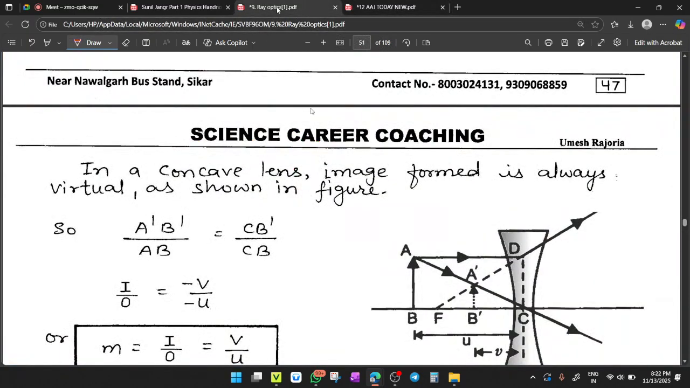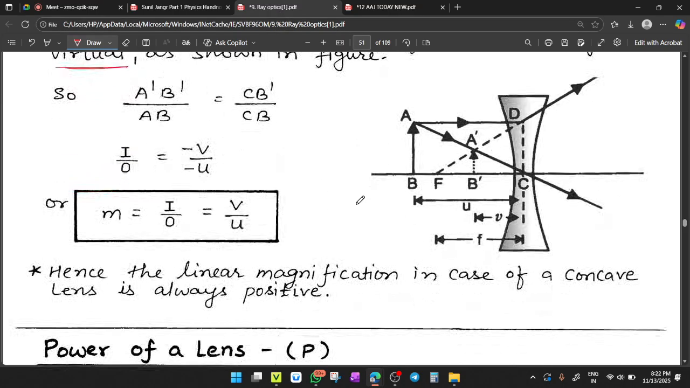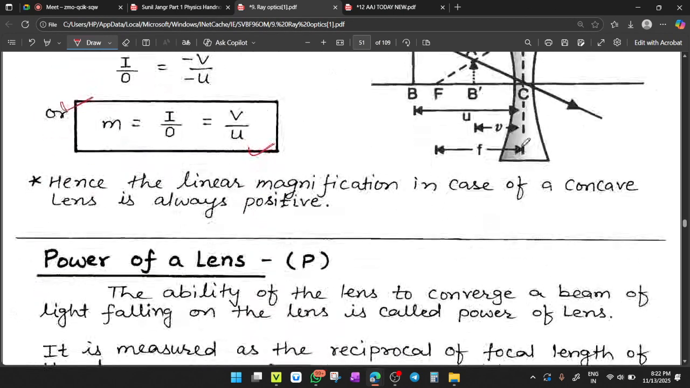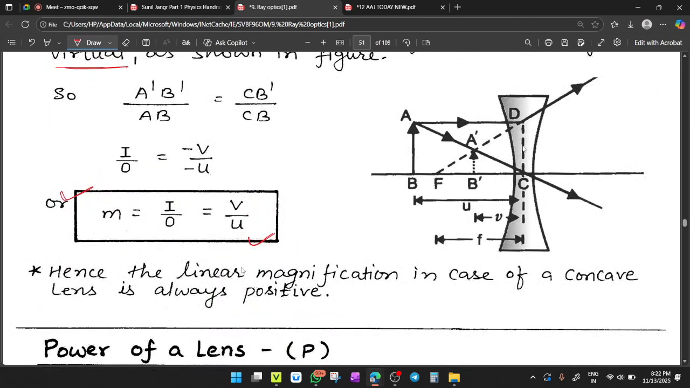Now in concave lens, the image formed is always virtual, as shown in the figure. Check the diagram here. A dash B dash, size of image, upon size of object AB, is equal to CB dash upon CB. So it is again minus V upon U, minus and minus get cancelled out, and you have M equals I upon O equals V upon U. So what you observe, in all the three cases, is M equals I upon O equals V upon U. Hence the linear magnification in the case of a concave lens is always positive.